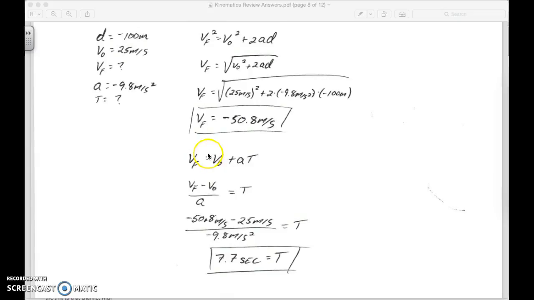Now we're going to solve for the time. We could use the equation that does not have VF in it. Then we'd be doing a quadratic. A lot of people don't like to do that. In this case, I did not, because I'm pretty confident my VF answer is correct.